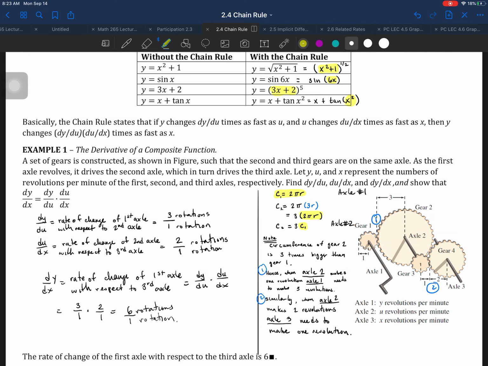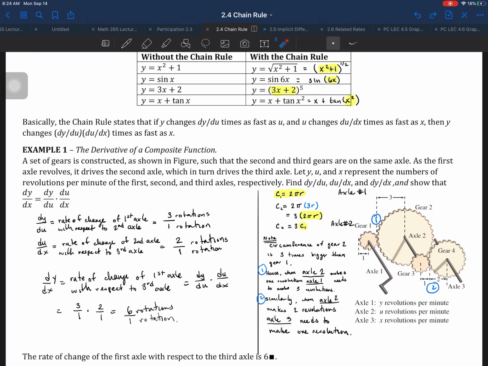So a set of gears is constructed as shown in the figure below, such that the second and the third gear, so here's your second gear, and then here's your third gear right there. The second gear and third gear are on the same axle, so they have the same axle. That means if the third gear rotates, the second gear rotates.